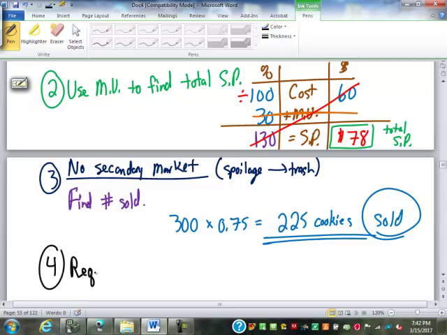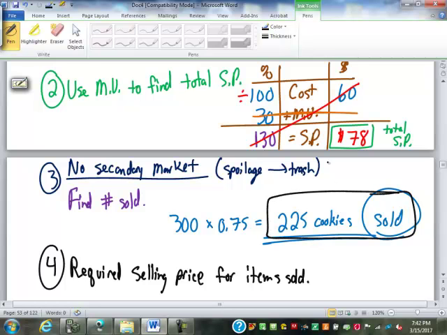Step 4 is to find the required selling price for the items sold. Basically what they're saying is the ones that spoiled are nothing, they're a total loss, but they still gave us a cost. We have to recover our cost plus our markup from the ones that actually sold.